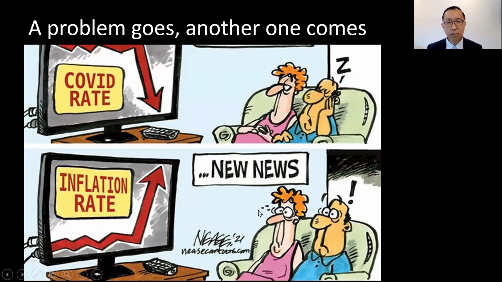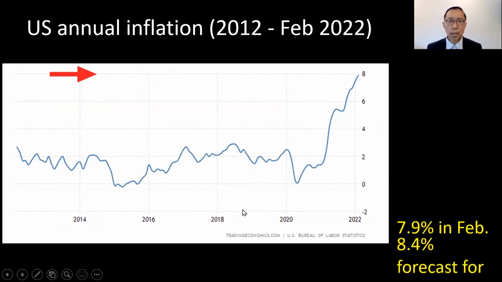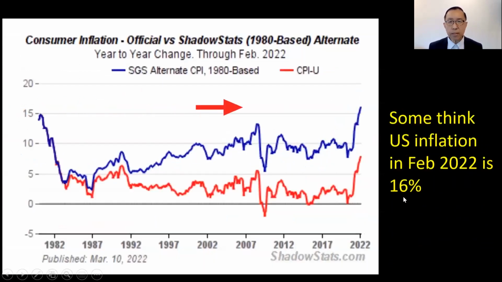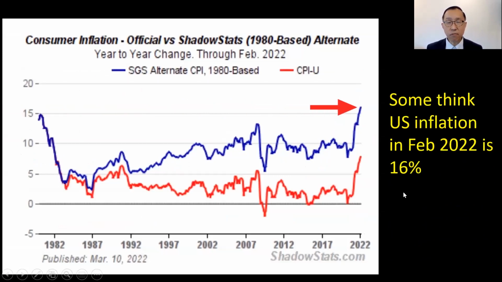this time is inflation. Let's look at US inflation. It was 7.9% in February, and maybe today or next day, the March figures will be out. It could be more than 8%. Some people think that this 7.9% for February isn't accurate either, because they use the old base from the 1980s, and their calculation shows that the US inflation in February is not 7.9%, but it is 16%.